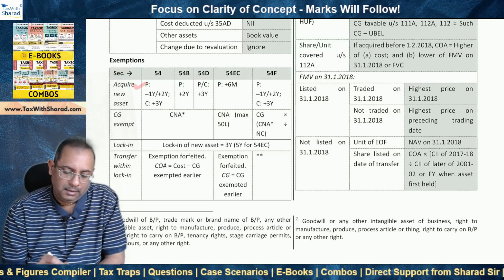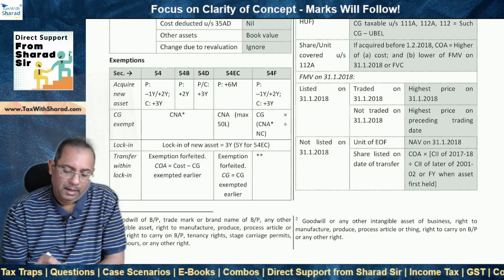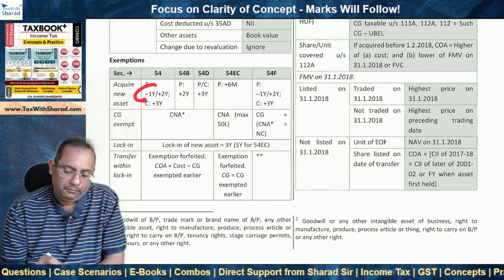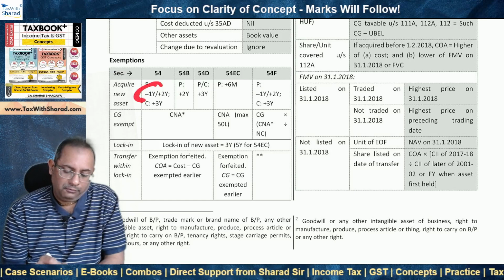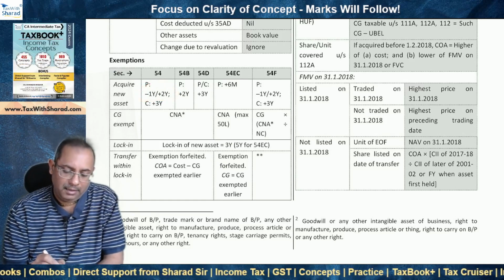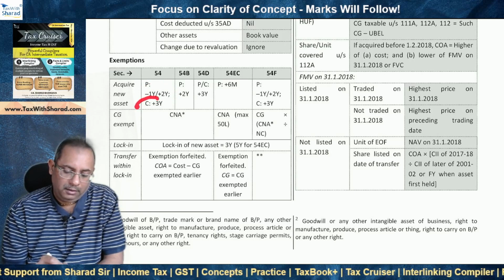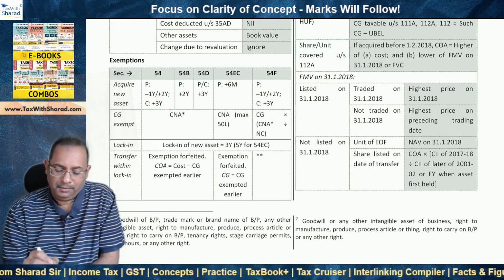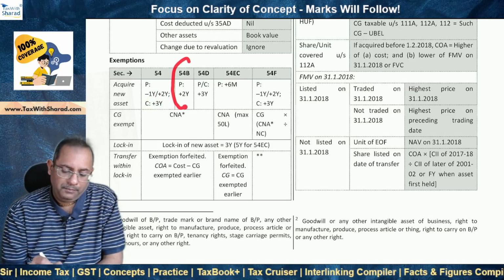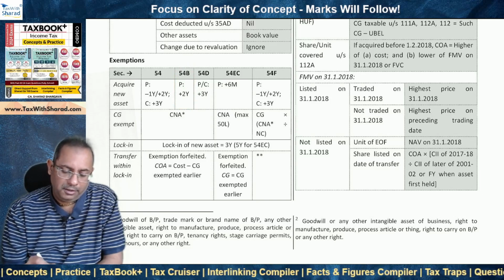P stands for purchase and C stands for construction. For section 54, the new asset should be purchased within 1 year before or within 2 years after the transfer of the original capital asset. Or construction of the new asset should be made within 3 years after the transfer of original asset. In case of section 54B, it is purchased within 2 years after the transfer of original asset.